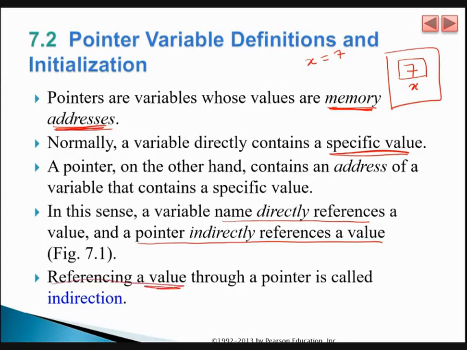Referring to a value in such a way is called indirection. Okay, this is called indirection. So when we refer to a value through a pointer, this is called indirection. Okay, this is the indirection operation.